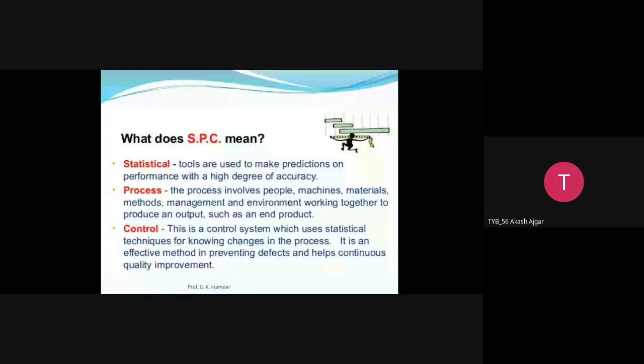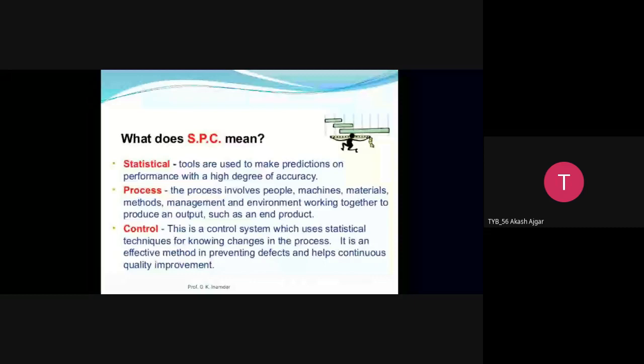Whatever objective or target we have given to our processes, we have to complete that target through the involvement of all these elements, and that is called the process, working together. That is an important part. And the last one is control.